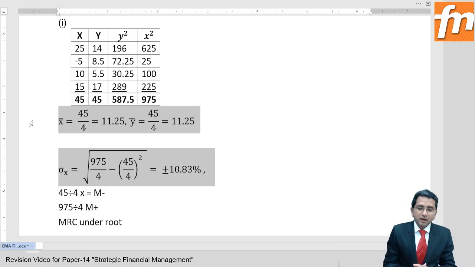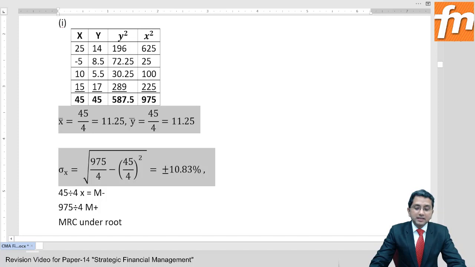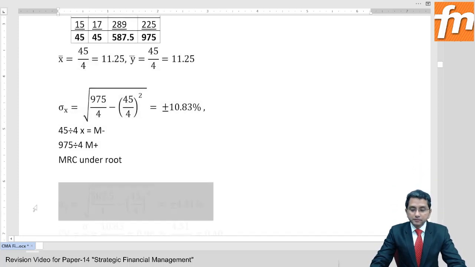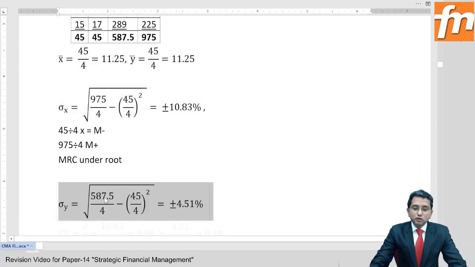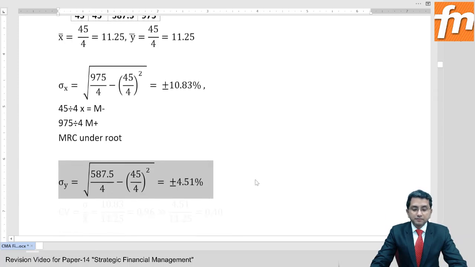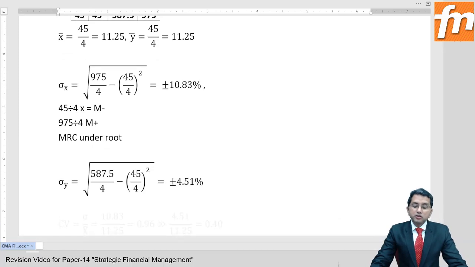Okay, guys. Now let's do the same calculation for the Y series, that is DISCO. Summation of Y square is 597.5 divided by n, minus summation of Y, 45 divided by n, whole square. Under root, use the same keystrokes. Put this in minus memory, put this in plus memory, recall, under root, plus minus 4.51%.